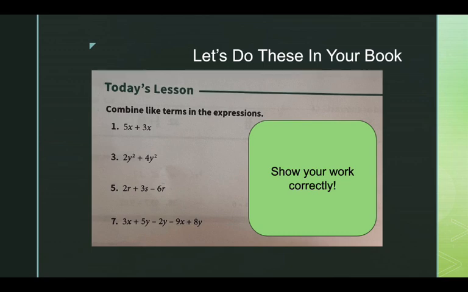Okay, now I have 4 people. I think 5. All right, let's do these together. Zach's still working on this one. All right, maybe I'll help him.